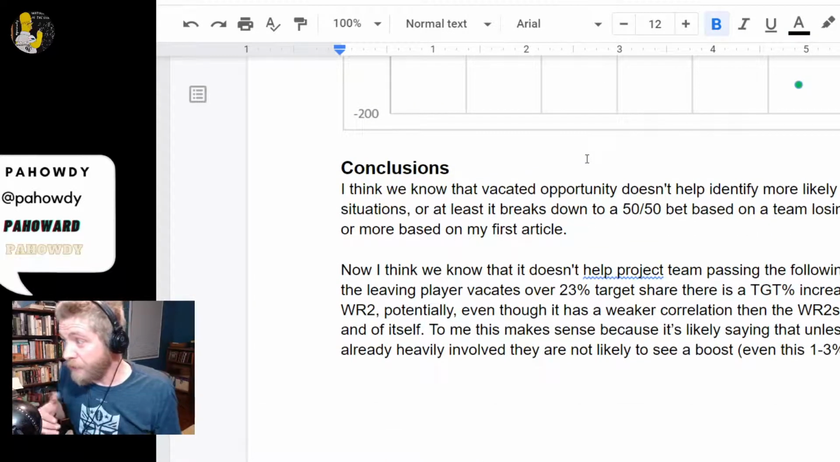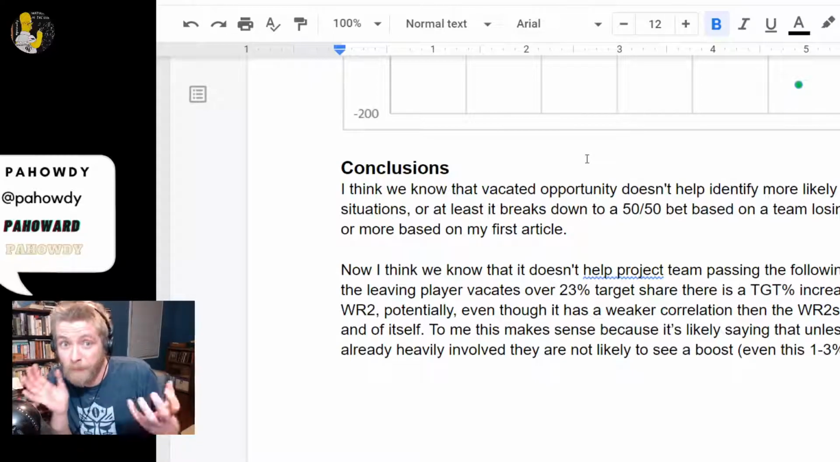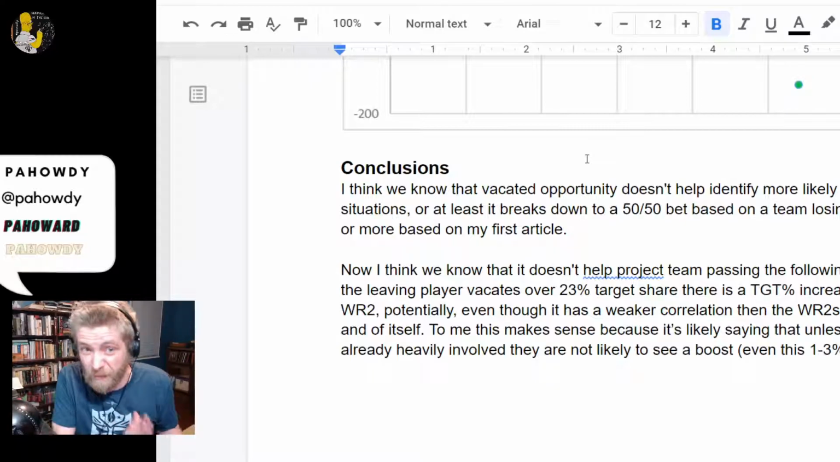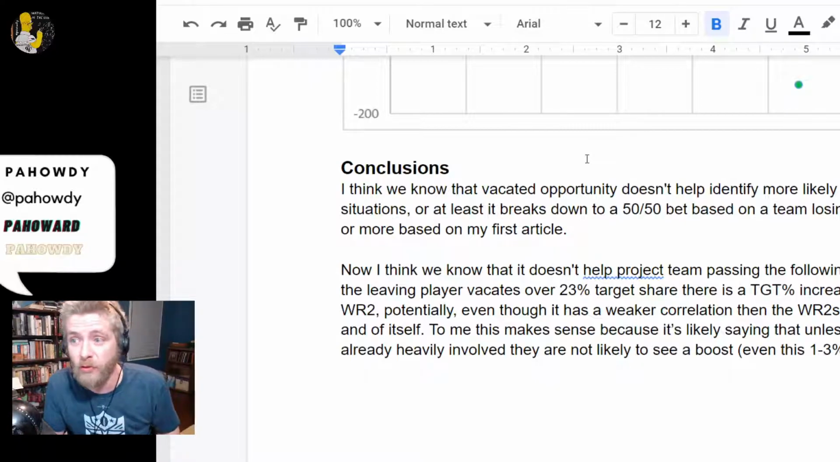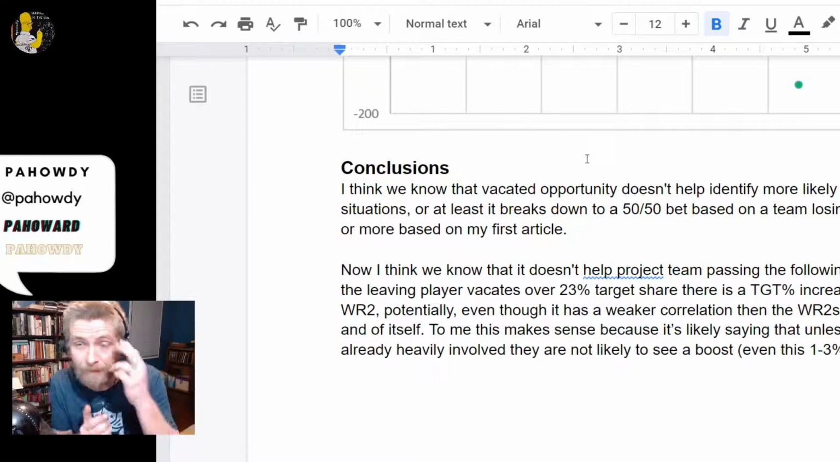I think we know that vacated opportunity doesn't help to identify likely breakouts based on my first article, or at least breakouts break down to about 50-50 on teams that lose a large share of their volume, so again, not helpful. But based on this extra research, it doesn't help to predict team passing attempts, and so team passing attempts can be seen as relatively stable no matter how much volume is lost. That does speak to the potential of vacated targets, but as for the distribution of it to a fantasy relevant degree, the level of vacated opportunity doesn't suggest you're more or less likely to find that fantasy relevant distribution. That's back to the breakout thing.